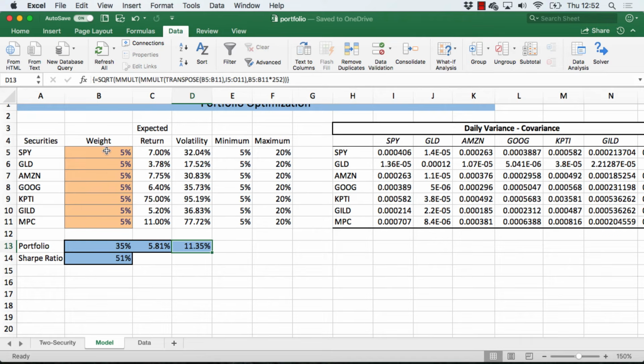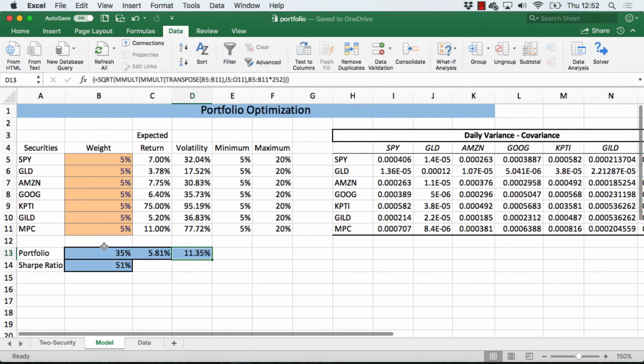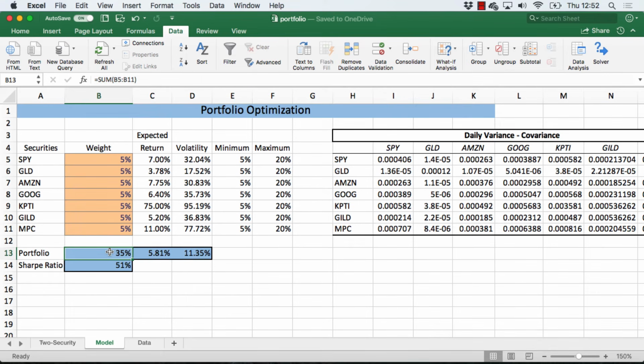I just put in some seed values. Obviously, we are not fully invested here. We're only 35% invested. Let's take a look at how I did that. I summed up the weights, and these are going to become constraints in the solver dialog box when I set up this model to solve for the optimal portfolio weights. We calculated the Sharpe ratio here.